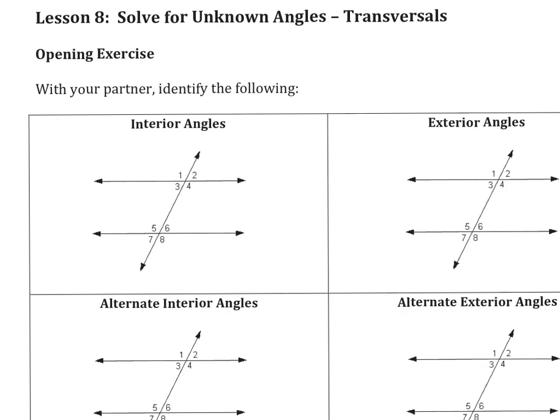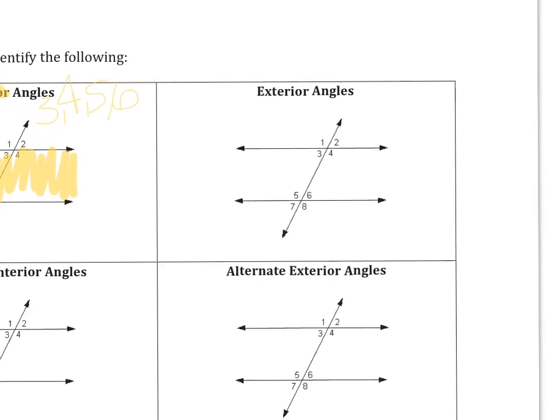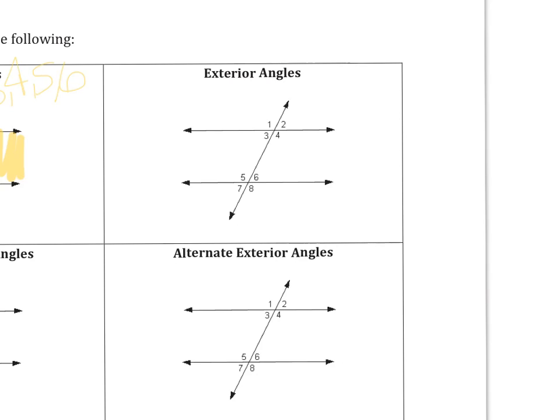The first thing we want to talk about is interior angles. Interior angles are on the inside of the parallel lines cut by the transversal. So in this case we are talking specifically about angles 3, 4, 5, and 6 because they're on the inside of the parallel lines.